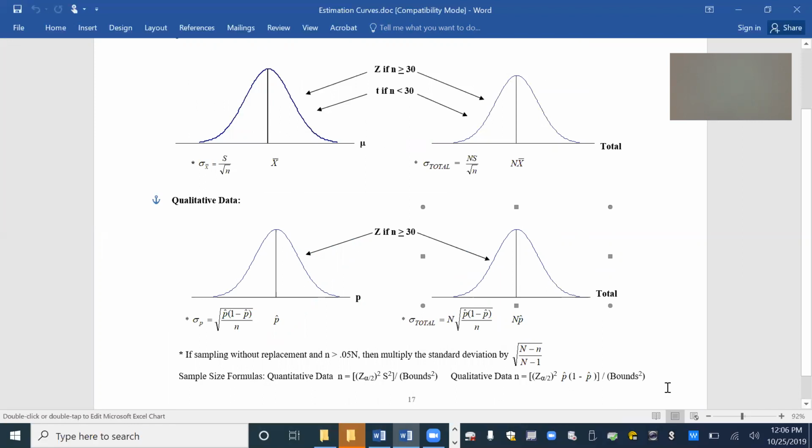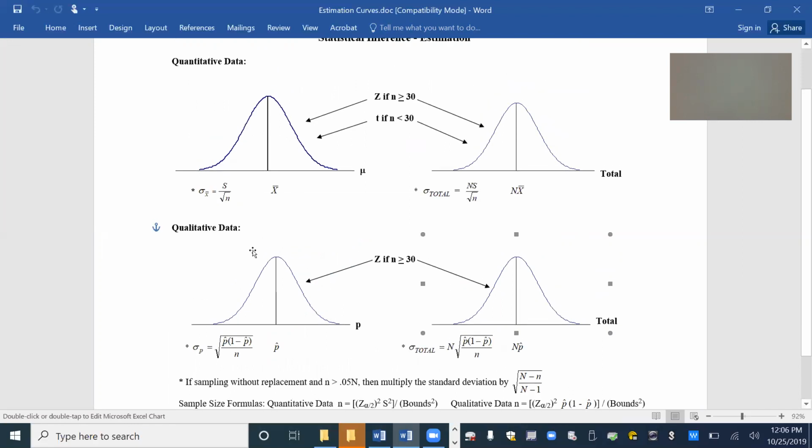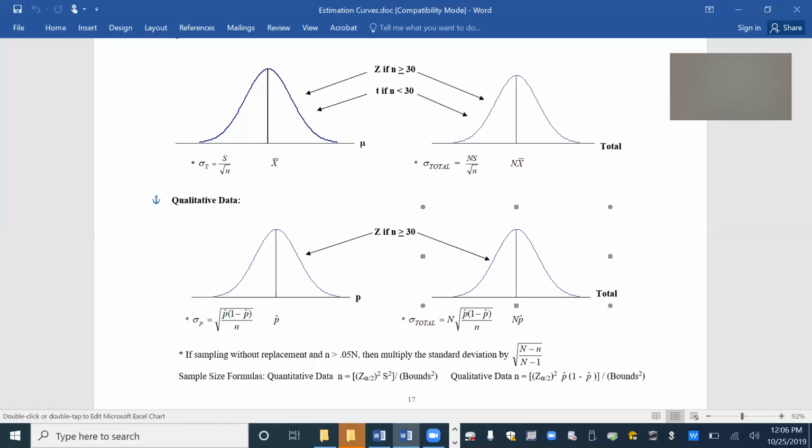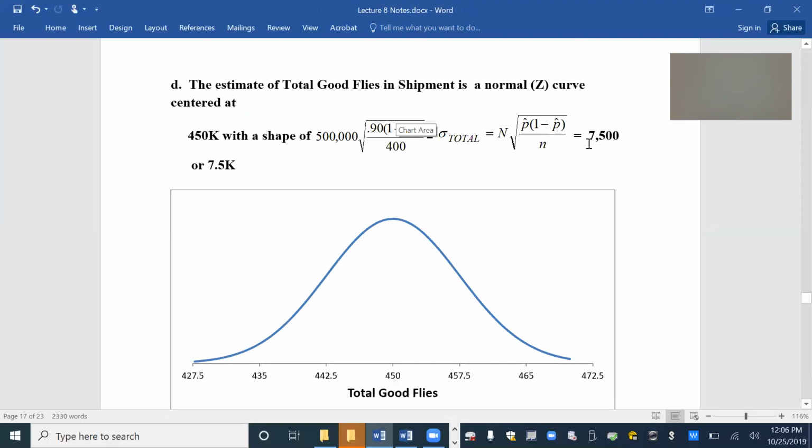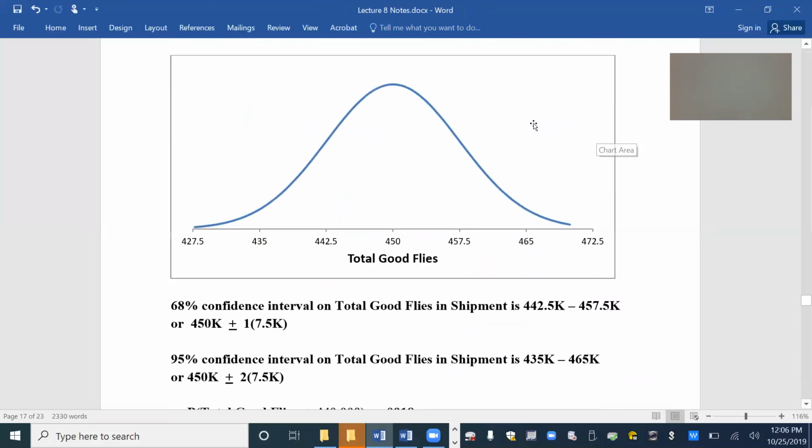Okay, here's your picture we're shooting at. So you're just going to come down in a sloth-like manner and say, oh, did I do quantitative or qualitative? Okay. Did they ask me to forecast mu or total, p or total? That's the four things we forecast. So here's our shape, and when the dust settles, that shape is 7,500. My best guess is we got 450,000 good flies. 50% chance it's less than that, 50% chance more than that, 68% sure it's 442,500 to 457,500. 95% sure it's 435,000 to 465,000.